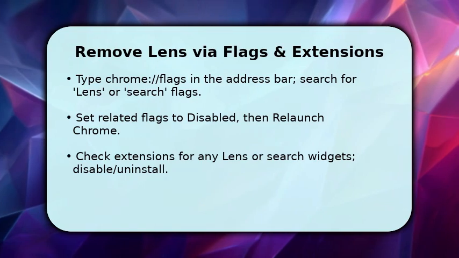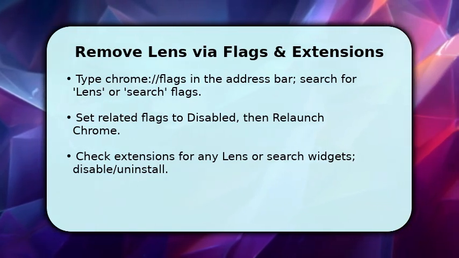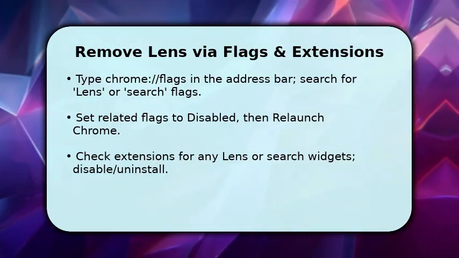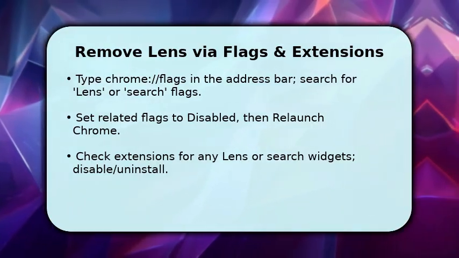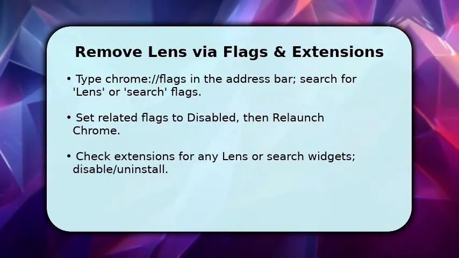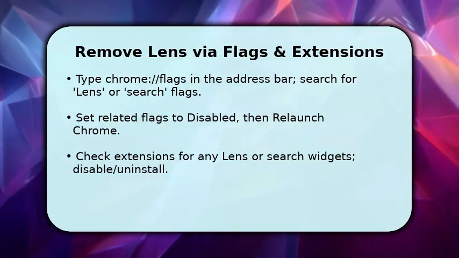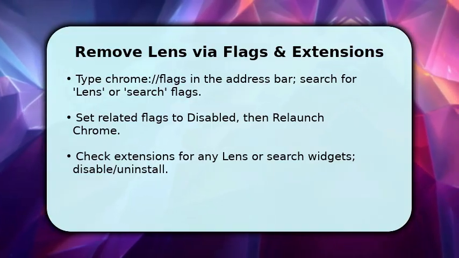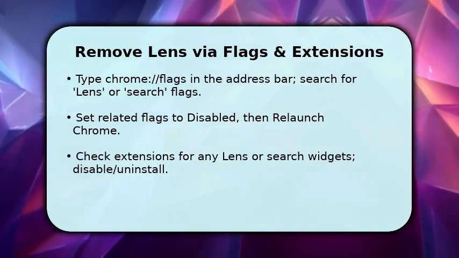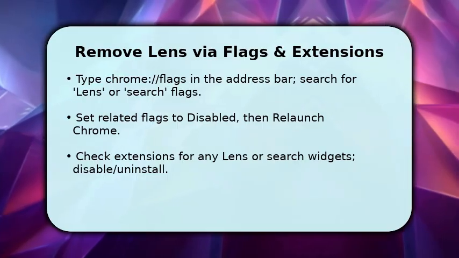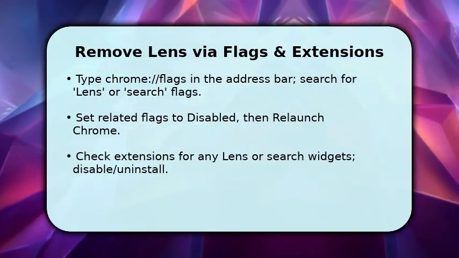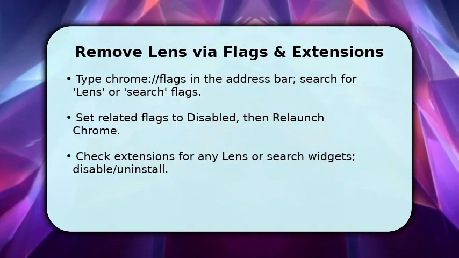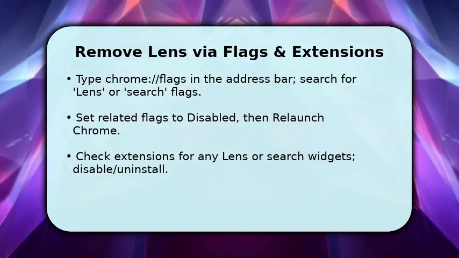Next, you'll handle deeper Chrome controls. Type chrome://flags and search for lens-related flags, set anything relevant to disabled and hit relaunch so changes apply. If the icon persists, inspect installed extensions. Some add search widgets or lens functionality. Disable suspected extensions one at a time and test the search bar after each change so you know which caused it. Make sure to relaunch after disabling an extension, because Chrome needs that to clear the toolbar UI.